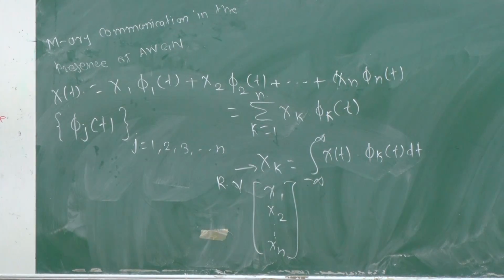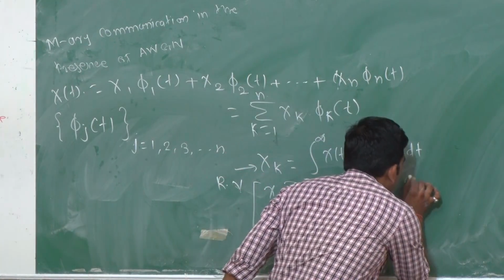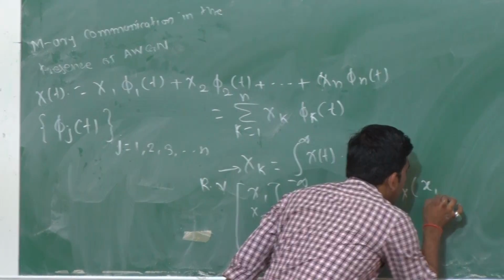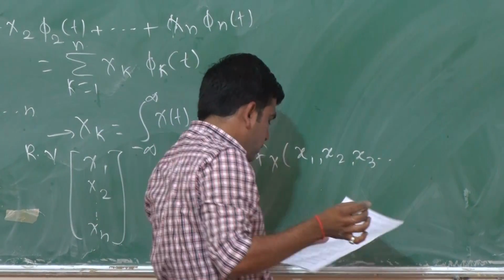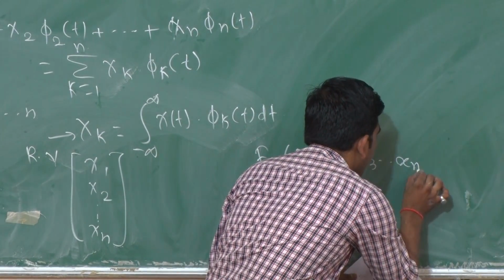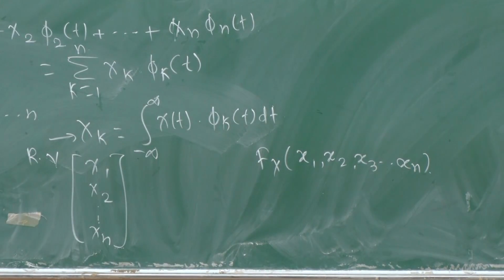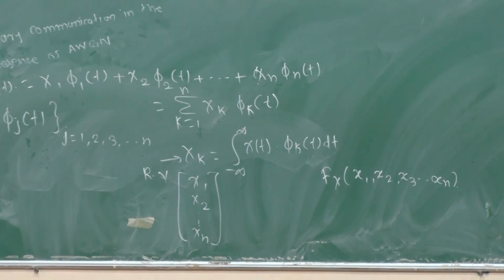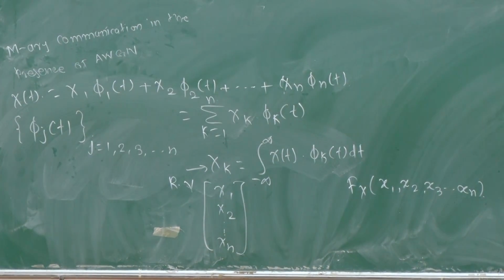Now there is a probability density function, a joint probability density function, for this random process x1, x2, x3 up to xn. It will give the joint probability density function. Is it clear? Here we are using vector space analysis to represent a random process.